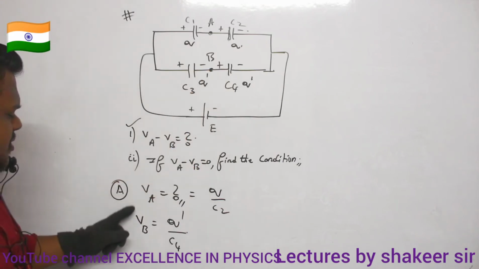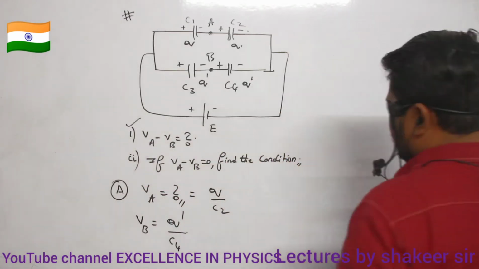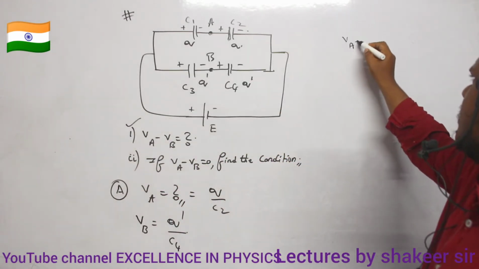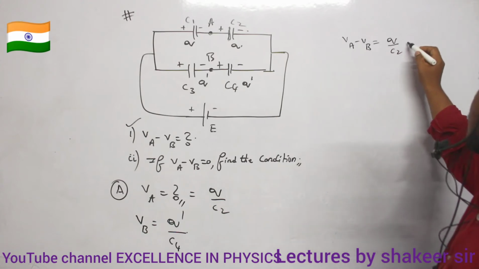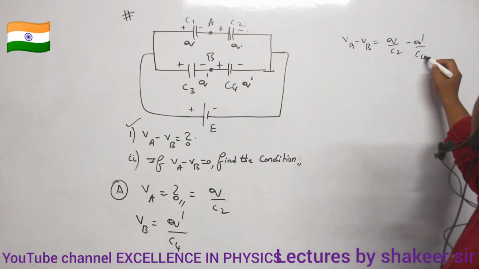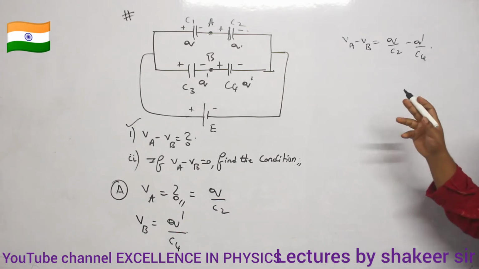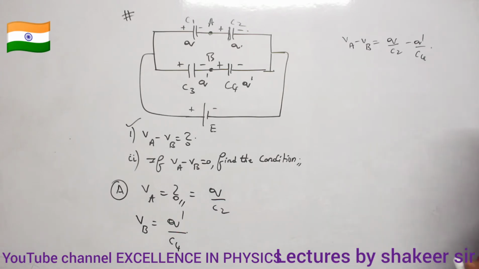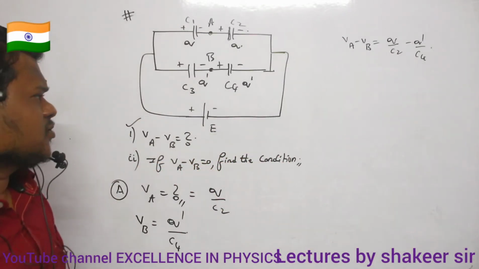So what he is asking us to calculate is VA minus VB. VA minus VB is equal to Q divided by C2 minus Q dash divided by C4. So we just need to calculate the Q and Q dash values, then substitute in this relation. That is our required equation. Here we have two unknown quantities, so we are supposed to write two equations. How many loops do we require? We require two loops now.